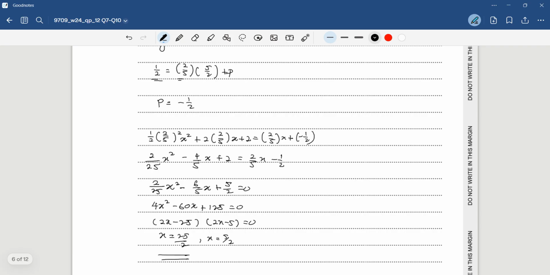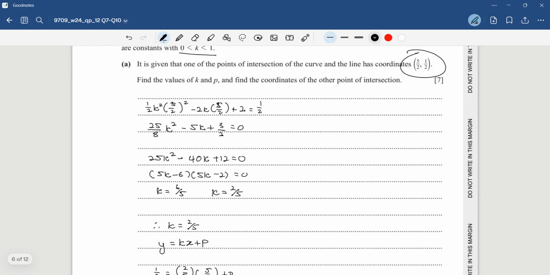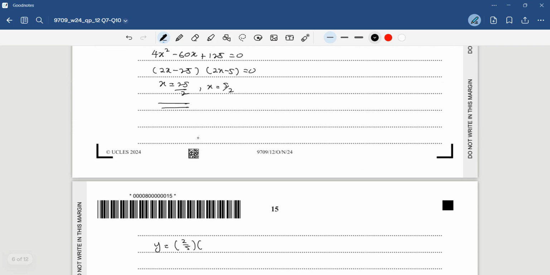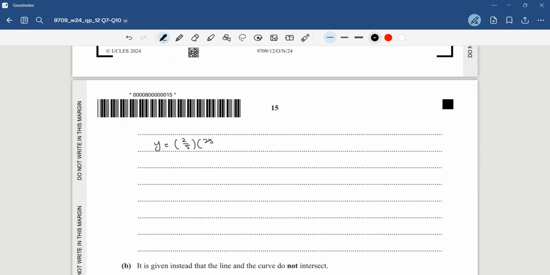So you can use the equation y equal to kx plus p. So y equal to k, which is just now 2 over 5, and x will be 25 over 2, 25 over 2 minus p. So your y will be 9 over 2. Therefore, another coordinate of intersection will be 25 over 2, 9 over 2. This is another coordinate of intersection.